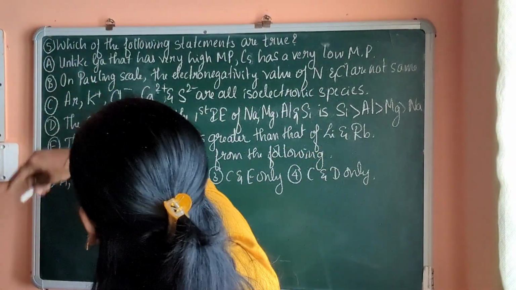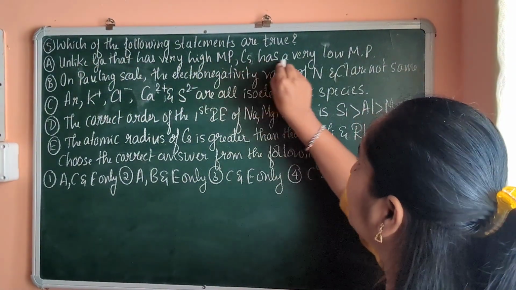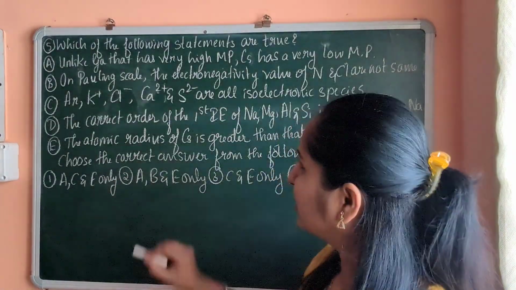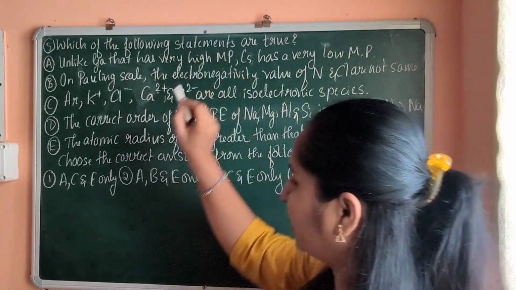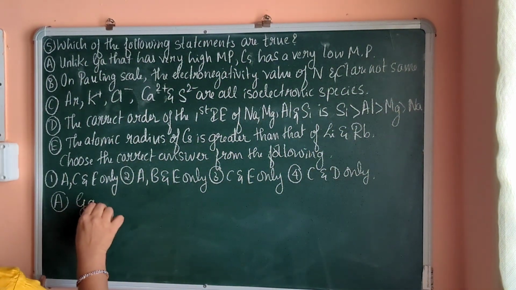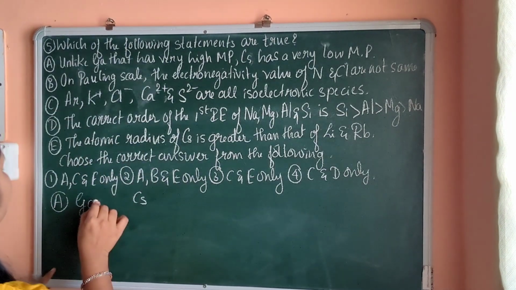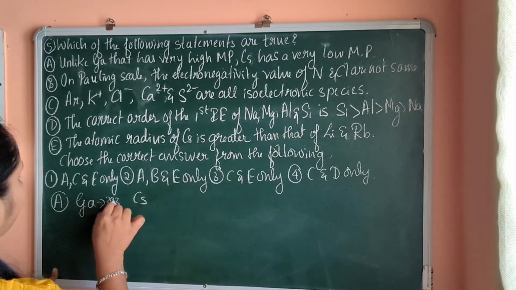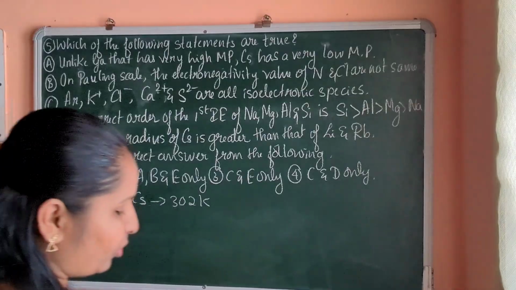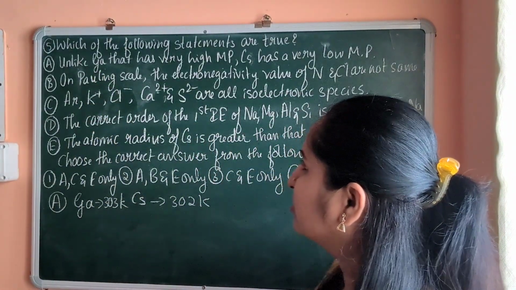The first statement is that unlike gallium, which has a very high melting point, cesium has a very low melting point. And this statement is of course wrong, because gallium and cesium both have a very low melting point. Gallium is 303 Kelvin and cesium is 302 Kelvin. So both of them have a very low melting point. So the first statement, that is statement A, is wrong.